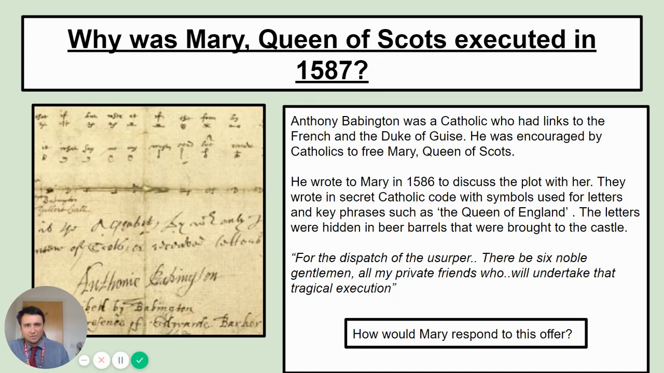"For the dispatch of the usurper, there will be 6 noble gentlemen, all my private friends, who will undertake that tragical execution." So he's saying there to Mary, look, I've got a plan if you're interested. Me and my friends, 6 other friends, we are going to get rid of Elizabeth and we'll put you on the throne. How does that sound? Are you up for it?